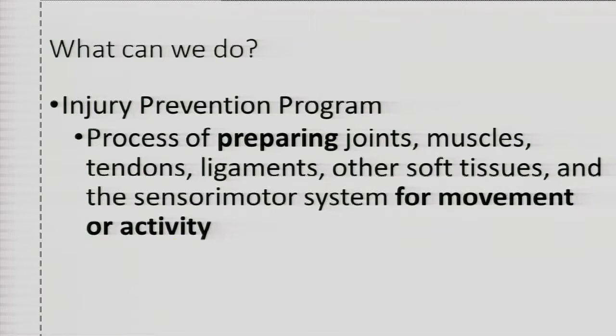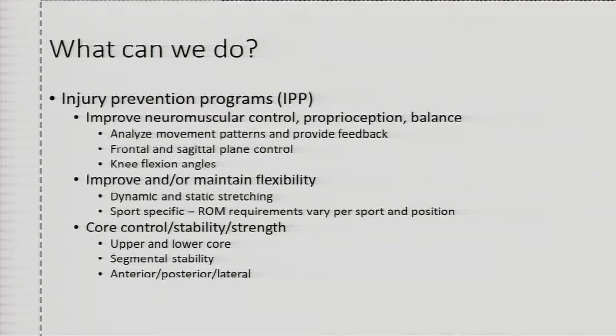So what can we do? Injury prevention program. More or less, a prevention program is a process of preparing the body to go out and move, whatever the activity is, even marching band. You want to make sure that their joints, muscles, tendons, ligaments, all the other soft tissues, and their sensory motor system are prepared to go out and move. So an injury prevention program has different components.